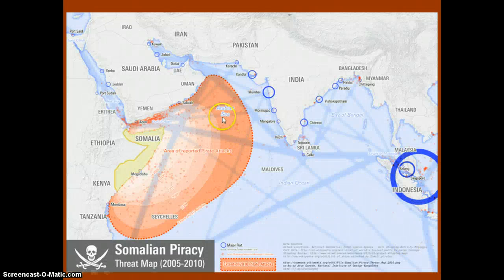As you can see in this map right here, this is Somalia, and this is as far out as these guys go for attacking in the piracy. So they're not just sticking into the Somalia area.